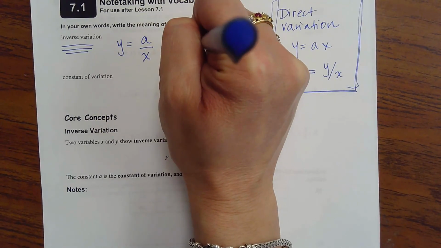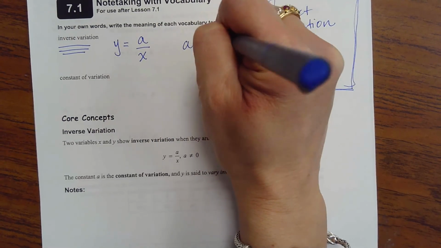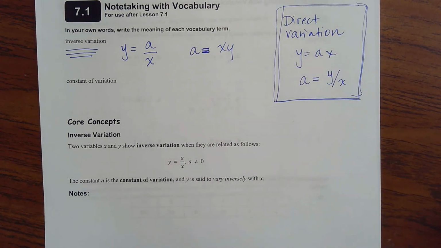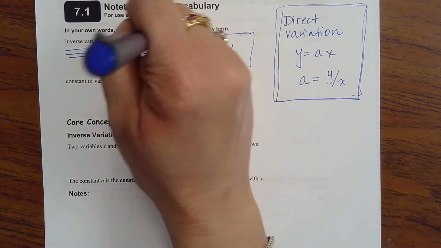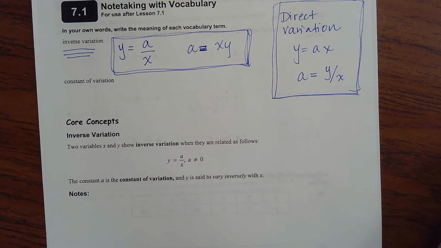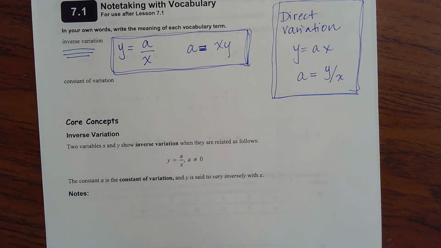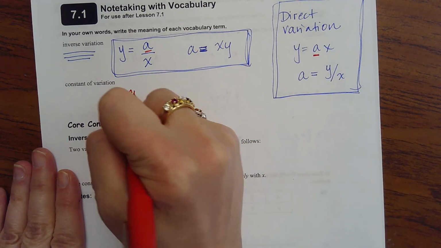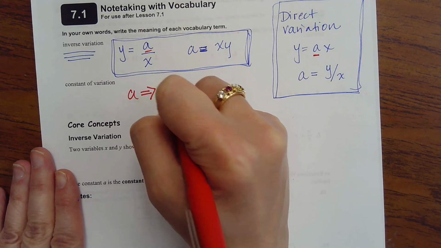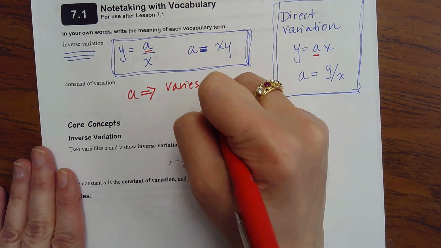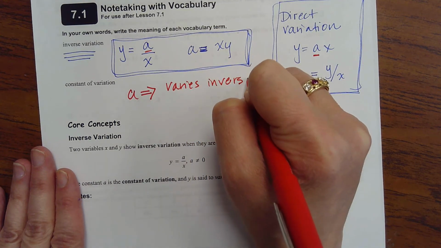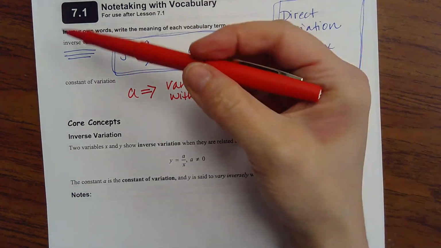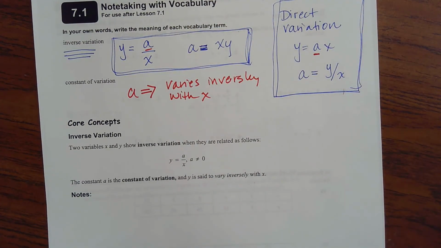Another way of writing this, if you want to think of what a is equal to, is x times y. Just like a is y divided by x for direct variation, here a is x times y. That's another way of showing how variables are related in an inverse situation as opposed to a direct situation. The constant of variation just means the a value, the multiplier in your equation. So a is your constant of variation, and y varies inversely with x. You might hear in the directions something like, y varies inversely, and that's how you know you're using inverse variation. If it's a direct variation, that's how you know you're using the direct scenario.